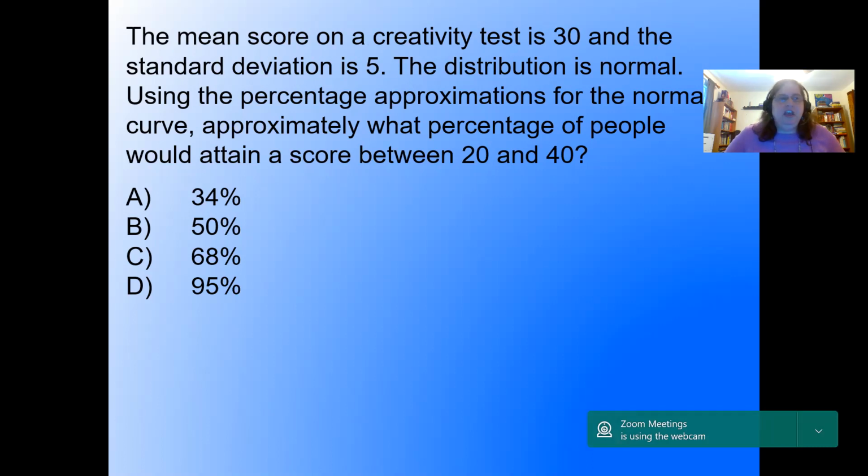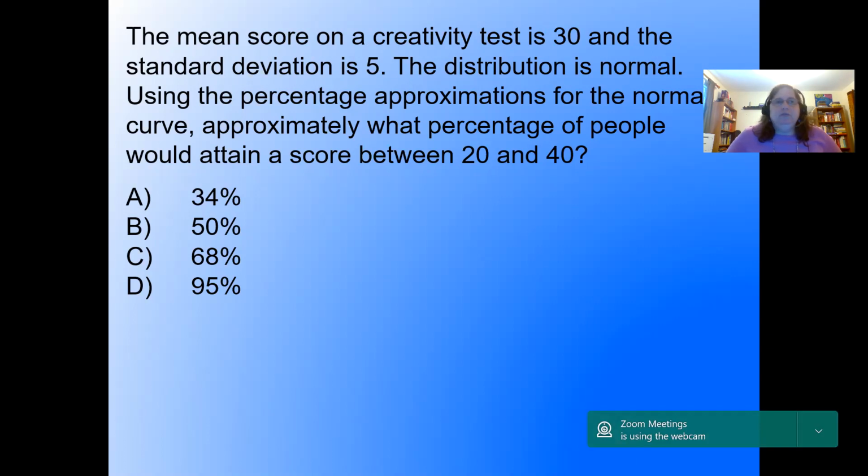Okay, if you said D, 95%, then you were correct. Now, how did we figure this out? Well, if you remember, this goes back to the 68, 95, 99.7% rule of thumb that we were looking at with normal curves. The way that rule worked is that if you were 1 standard deviation up and down, you covered 68% of the population. If you were 2 standard deviations up and down, you covered 95%, and 3 standard deviations meant you covered 99.7% of the population. So how many standard deviations are we here?